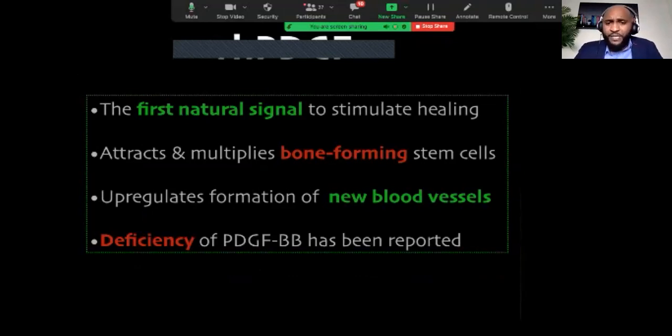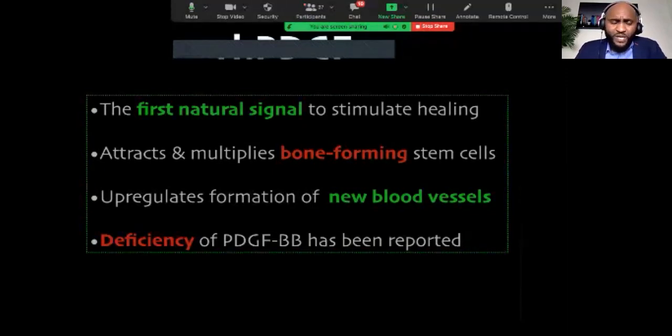They upregulate new blood vessels. Like we said, we want new bone cells and new blood vessels because your new bone needs to be well vascularized. There are also studies to show that some people are deficient in these growth factors, and therefore infusing the bone substitute material with these commercially available growth factors can be justified. So it's something important to look at.